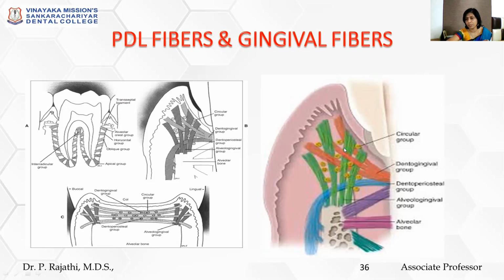the circular group of fibers. So you know the periodontal ligament fibers: alveolar crest group, horizontal group, oblique group, apical group, interradicular group, even transseptal fibers. Coming to gingival fibers, dentoperiosteal, dentogingival, circular, and alveolo-gingival, all these are gingival fibers.